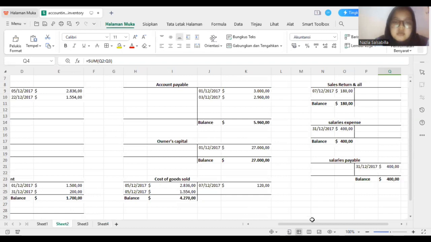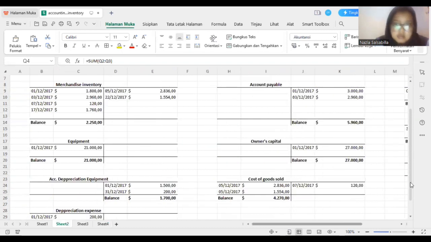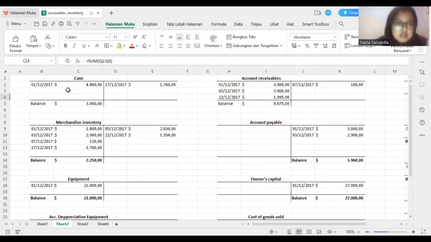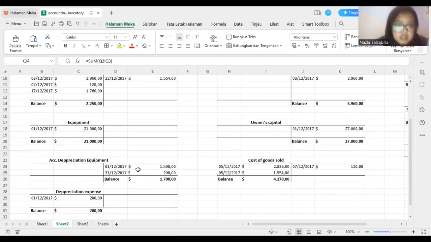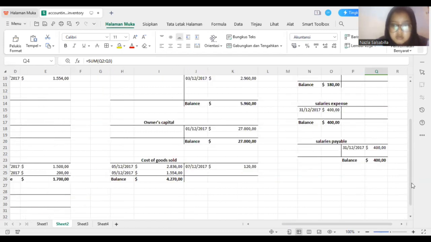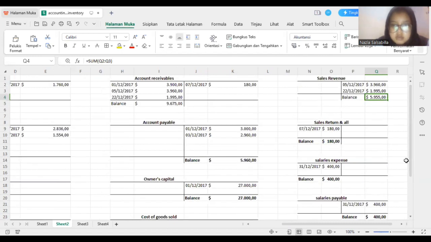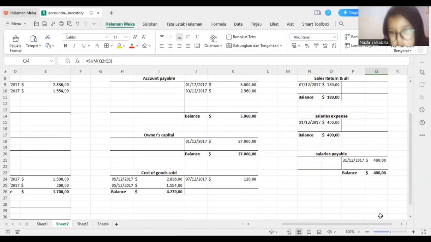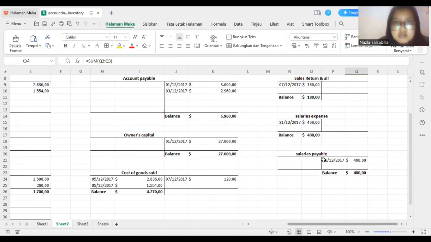We have a T account. This is our T account for the transaction. Here are the cash, merchandise inventory, accounts receivable, accounts payable, equipment, owner's capital, accumulated depreciation on equipment, depreciation expense, cost of goods sold, and sales revenue, sales return and allowance, salaries expense, and salaries payable. I'm sorry, I forgot to explain that.